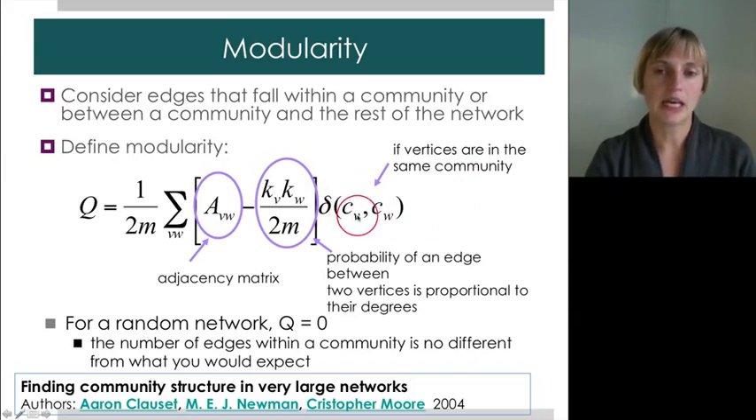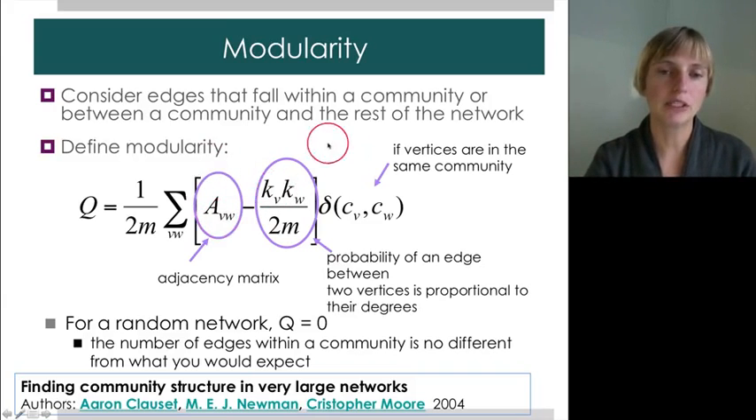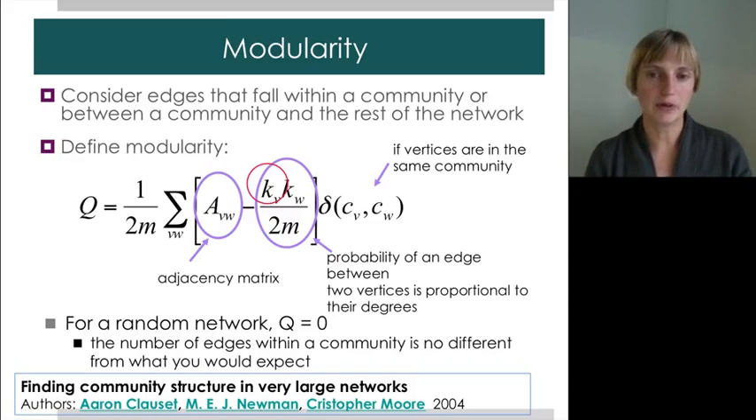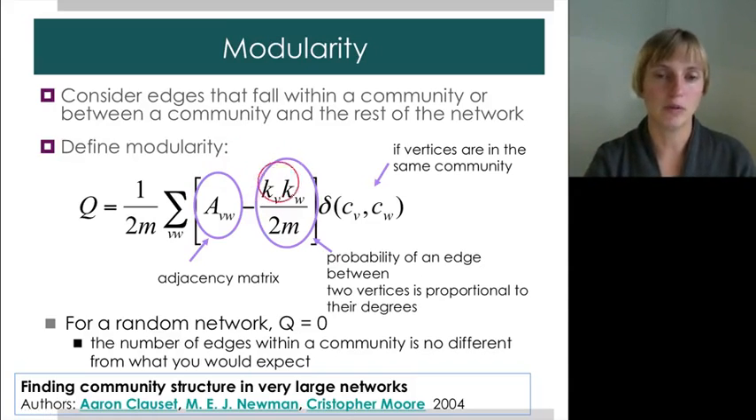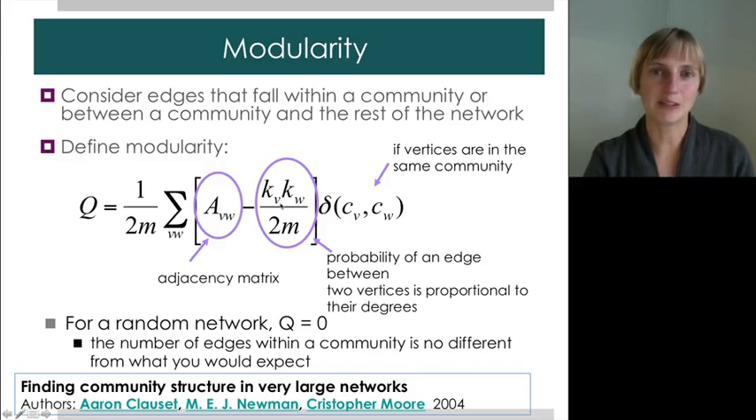So the question is, if V and W are in the same community, how many edges do we observe between such nodes in the same community? We're just going to sum over the adjacency matrix, and then subtract how many edges we would expect at random, because V and W have degrees, so k sub V is the degree of V, and k sub W is the degree of W.